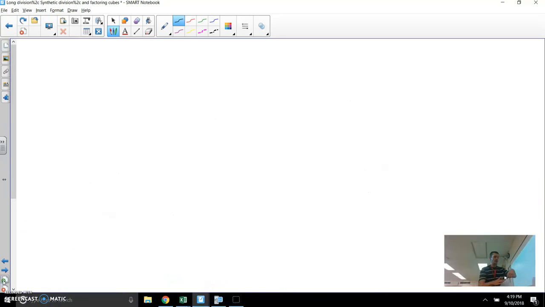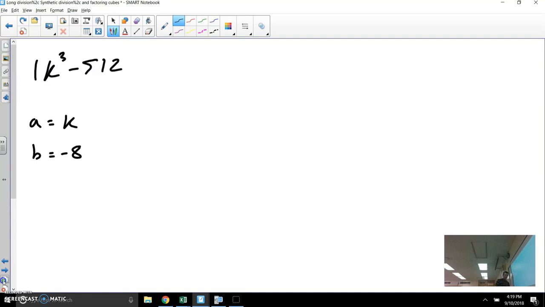All right. So let's say we're factoring k to the third minus 512. Okay. So we have to figure out what did I cube to get k to the third? Well, there's a 1 here. 1 cubed is 1, so really I cubed 1k. And b, what did I cube to get 512? Well, I really cubed negative 8.